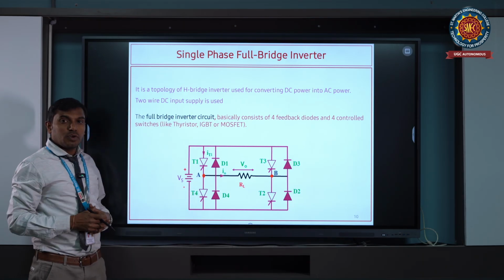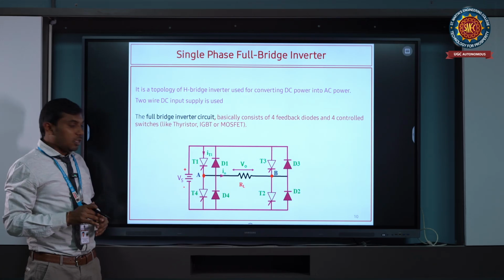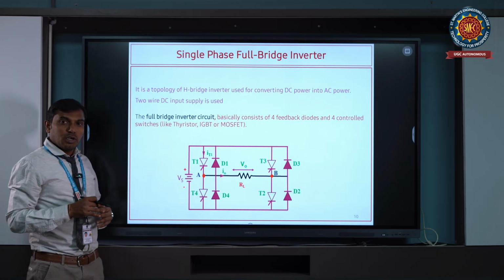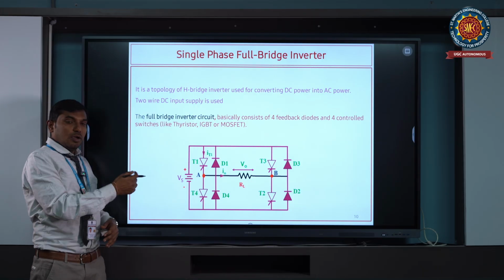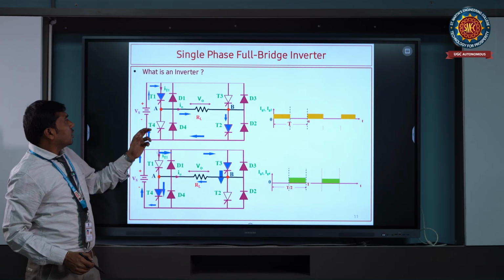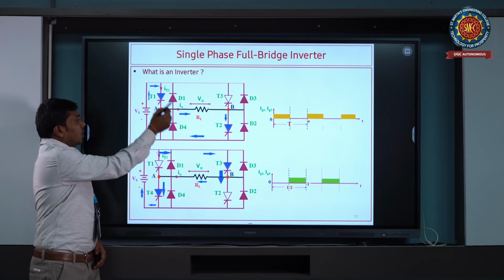Let us see, it has 2 different kinds of modes. To get a positive half cycle, we need to turn on 2 switches, and similarly to get a negative half cycle, we have to turn on 2 more switches. Let us see the mode 1 and mode 2 operation. As I told, here in this diagram, T1 and T2 are turned on.